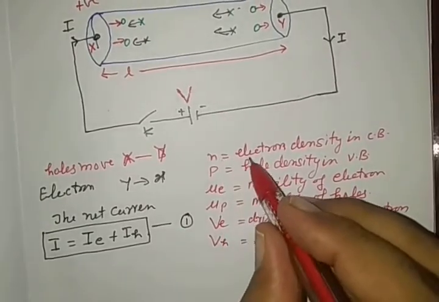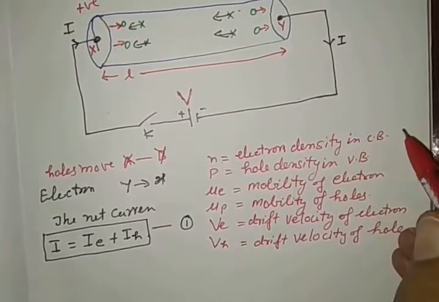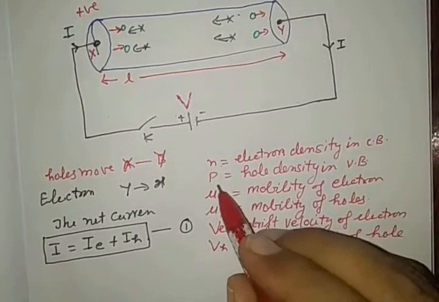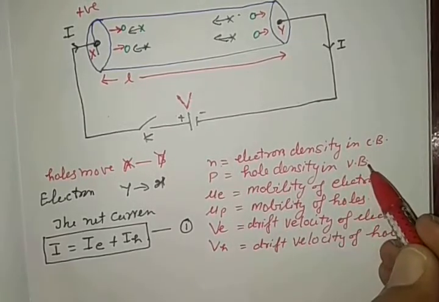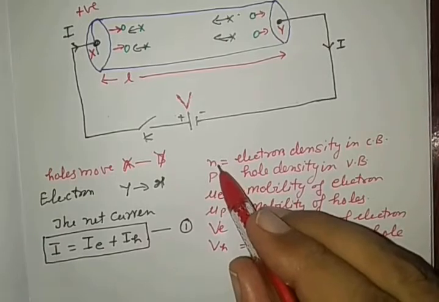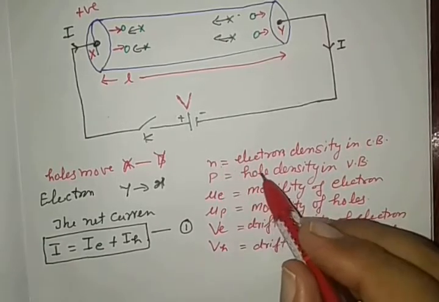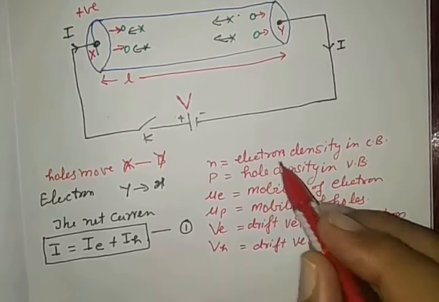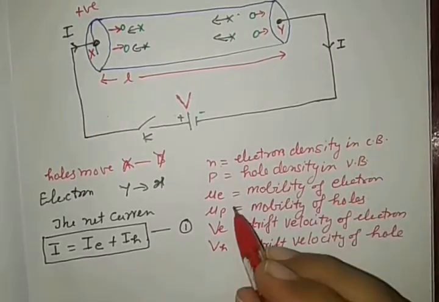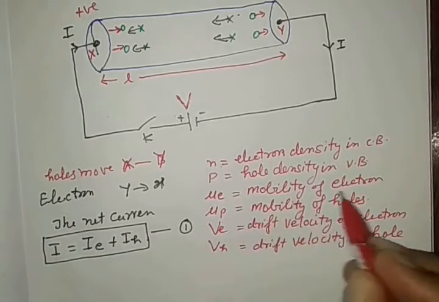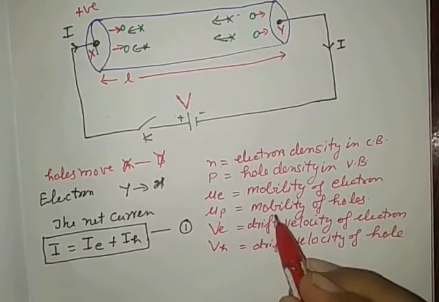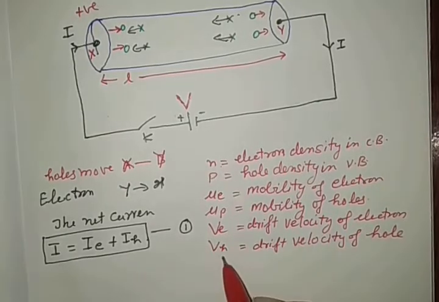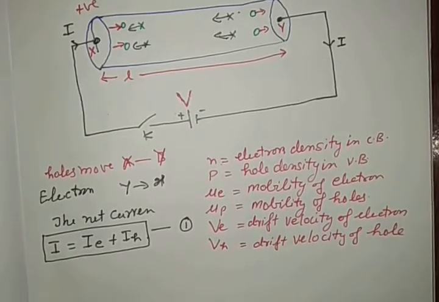n denotes electron density in the conduction band. Electrons are found in the conduction band and holes in the valence band, as we know. So n denotes the number of electrons, that is electron density, and p denotes the number of holes, that is hole density. Mu E is the mobility of electrons, mu H is the mobility of holes, V E is the drift velocity of electrons and V H is the drift velocity of holes.